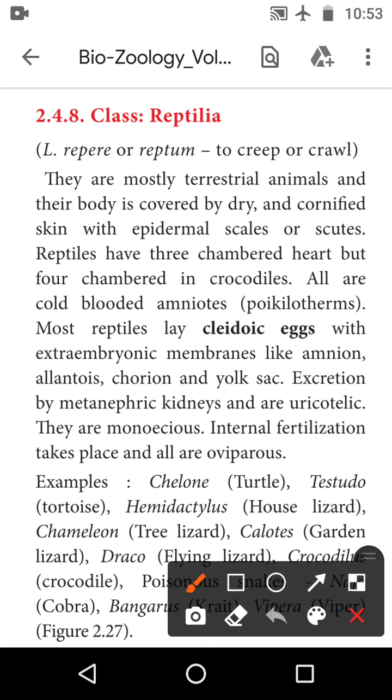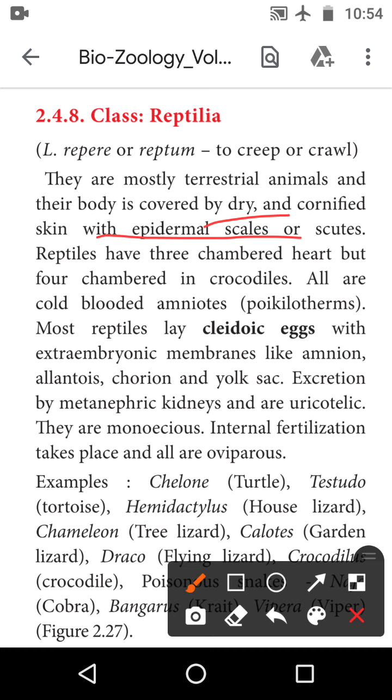Okay, the reptiles are mostly terrestrial animals, and the body is covered by dry skin with epidermal scales. So the body is dry. The epidermal is the outer layer, which is dry and scaly.